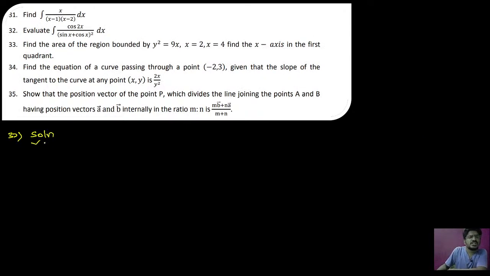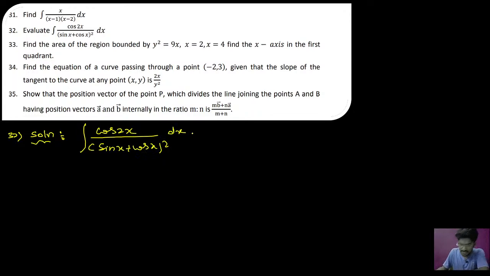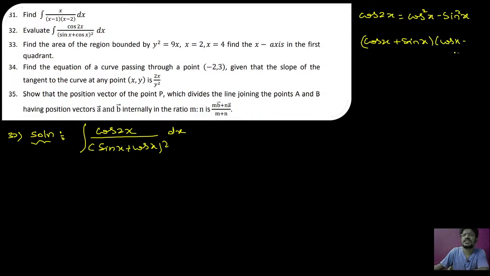And quickly you can see the solution of problem number 32. Integration of cos 2x divided by (sin x plus cos x) whole square with respect to dx. Okay. So we all know that the cos 2x formula is cos square x minus sin square x. So we can write it as (cos x plus sin x) into (cos x minus sin x).